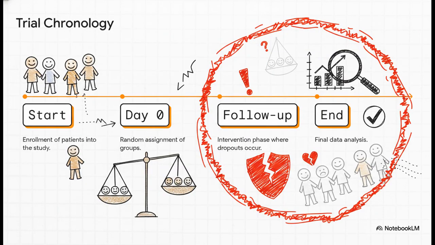Let's walk through the timeline. We start with enrollment, move to randomization to get that perfect balance, and then we hit the intervention and follow-up phase. Finally, we end at data analysis. Now, right in the middle, that intervention and follow-up phase, that is the danger zone. That's exactly where our perfectly balanced trial is vulnerable, and where the problem of missing patient data typically sneaks into the picture. Patients enroll, they're randomized, but over weeks or months of follow-up, some inevitably disappear.